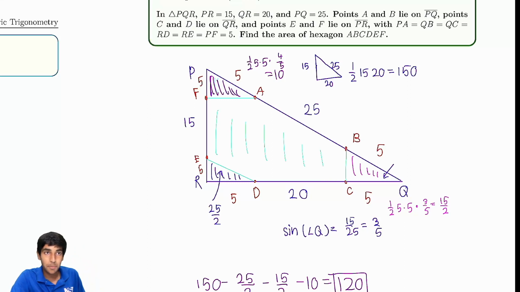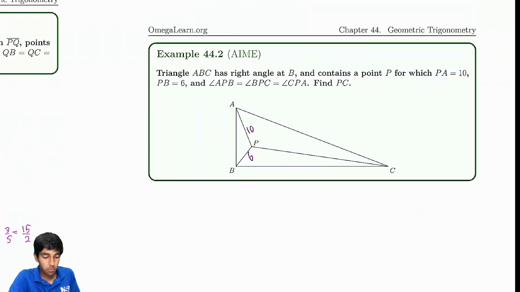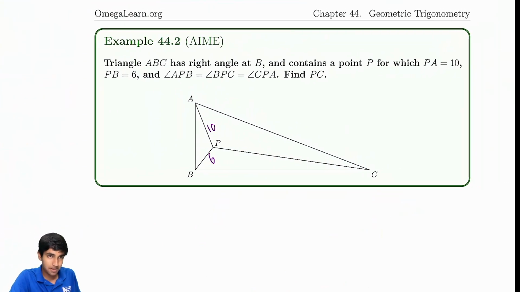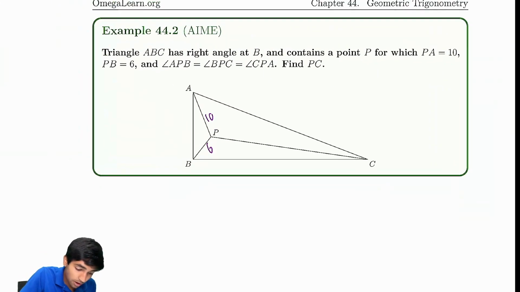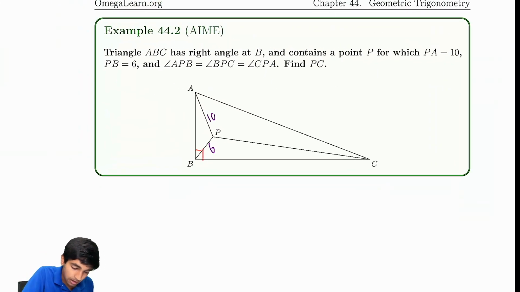120, a brilliant problem. Really the key idea is just half AB sine C. If you can find the angle, you can use half AB sine C. Okay, now let's move on to a slightly more difficult problem, and looks like I've already labeled two of the sides. Okay, we've got this right triangle, right angle B, PA, PB, tan 6, and this angle, APB, equals BPC, CPA.